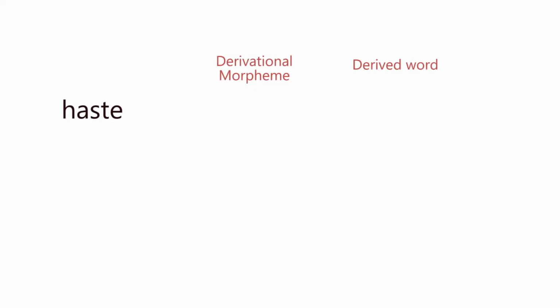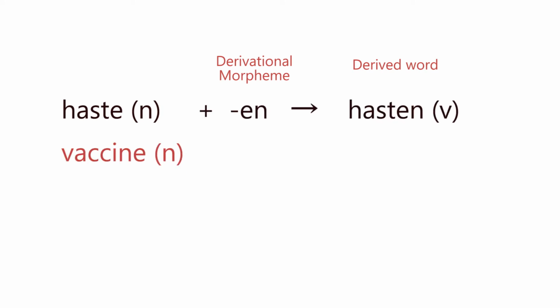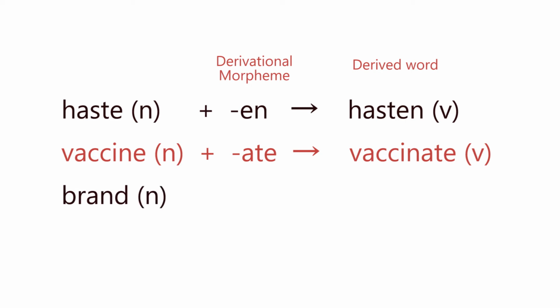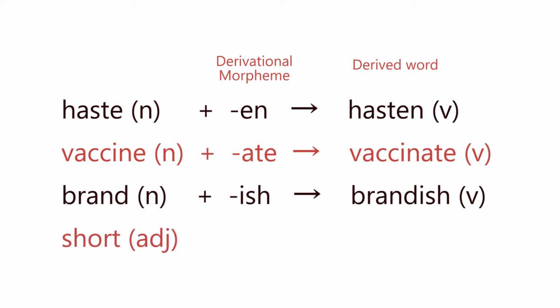So I want to mention some other words like haste. It's a noun. You can create the verb hasten. Vaccine is a noun. You can create vaccinate, verb. Brand is a noun. You can create the verb brandish. So -ish can be used to create a verb. Short is an adjective. You can create shortness, noun, by adding -ness.